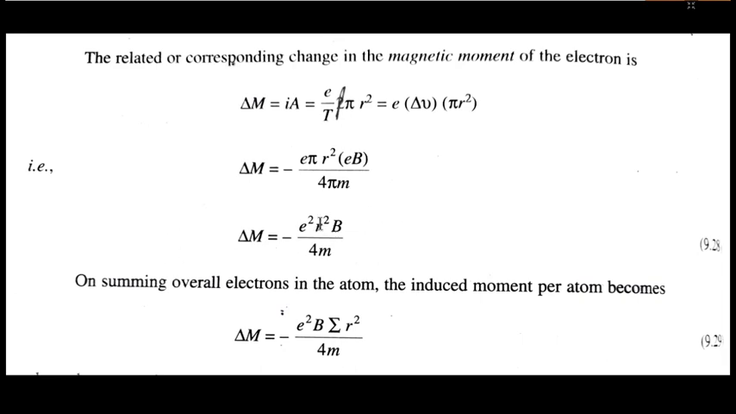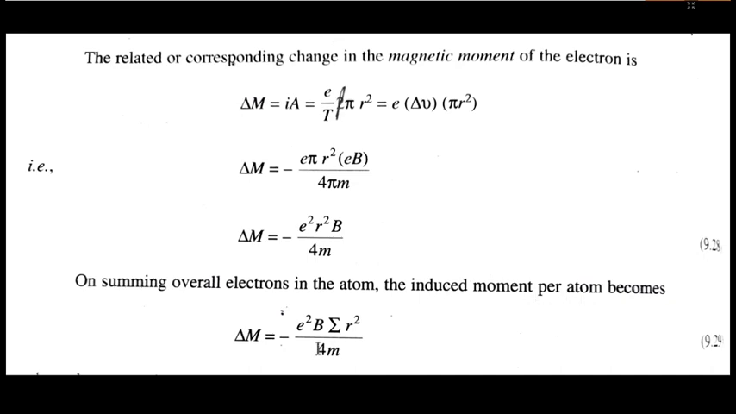This r is basically the radius of an orbit, and in an atom there could be many orbits. So on summing over all the electrons in the atom, the induced moment per atom becomes delta m equal to minus e square B summation of r square upon 4m. That's why I mentioned summing over all electrons, we calculate for all the electrons, in the atom the induced moment per atom becomes this much.